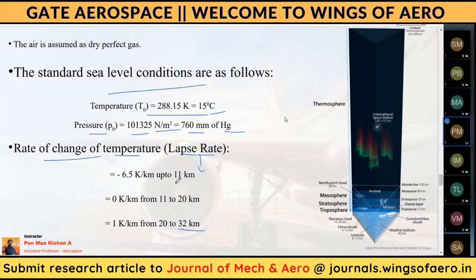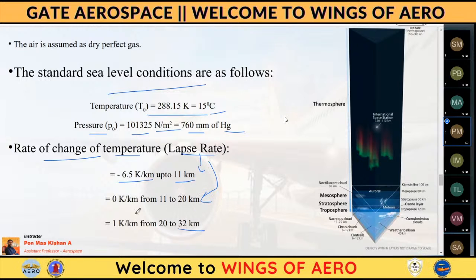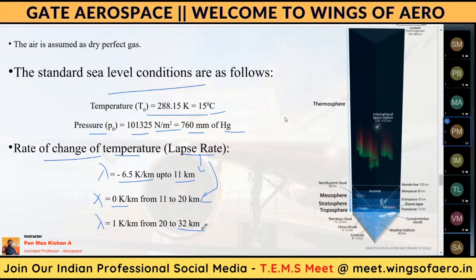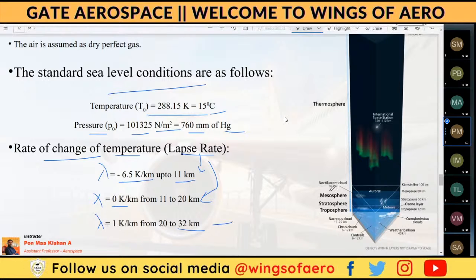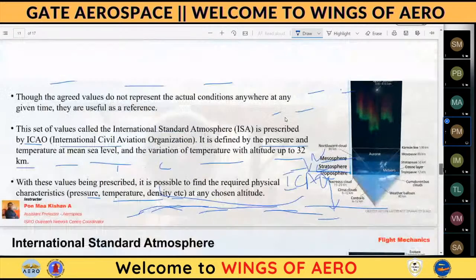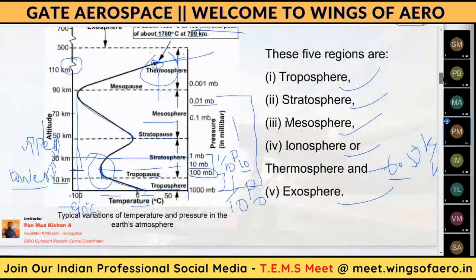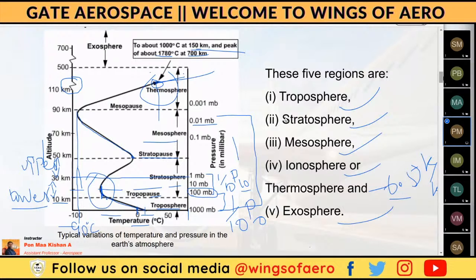The lapse rate up to 11 kilometer altitude is minus 6.5 Kelvin per kilometer. From 11 to 20 kilometer, the temperature is constant, so lambda will be 0. And lambda in the upper stratosphere, that is 20 to 32 kilometer, or middle stratosphere, we can say: this is not upper, this is middle stratosphere. From 20 to 32 kilometer, the temperature is rising with a lapse rate of 1 Kelvin per kilometer. This is the important factor you have to remember for your GATE exam. Suppose there is a question related to finding pressure or density at a particular altitude, these factors you need to be aware of: lapse rate.